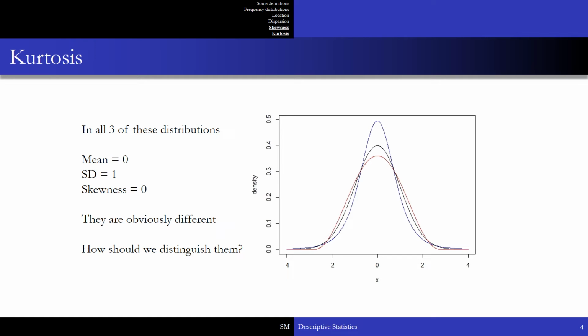Consider the distributions in this plot here. In all three of these distributions, the mean is equal to 0. And in fact, the standard deviation is equal to 1. It's also the case that the skewness is equal to 0, which indicates that the distributions are symmetrical. However, they're obviously all very different from each other. So the question arises of how should we distinguish between them? That's why we need a measure of kurtosis.